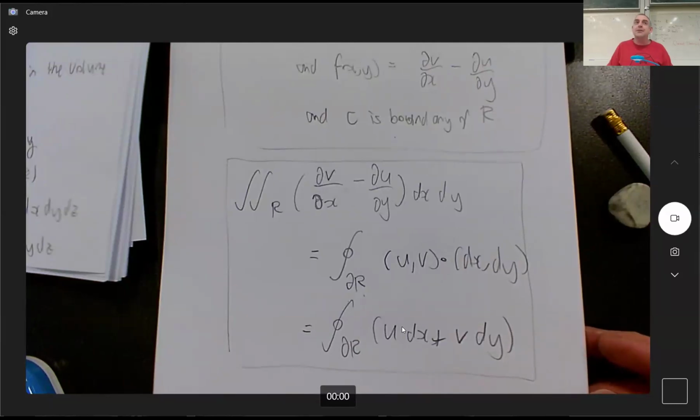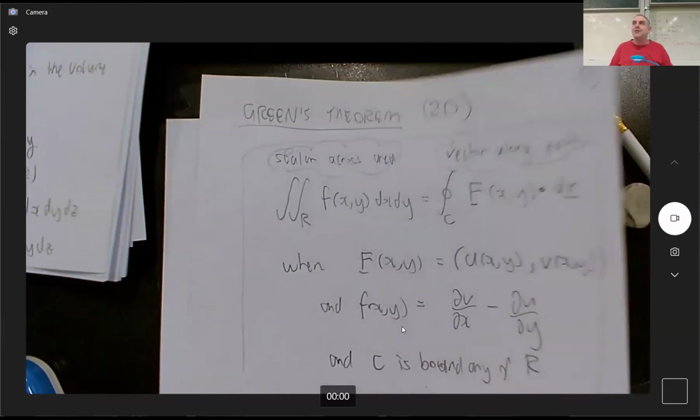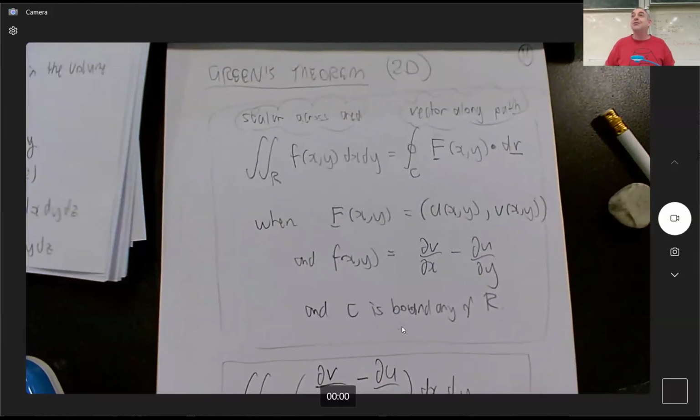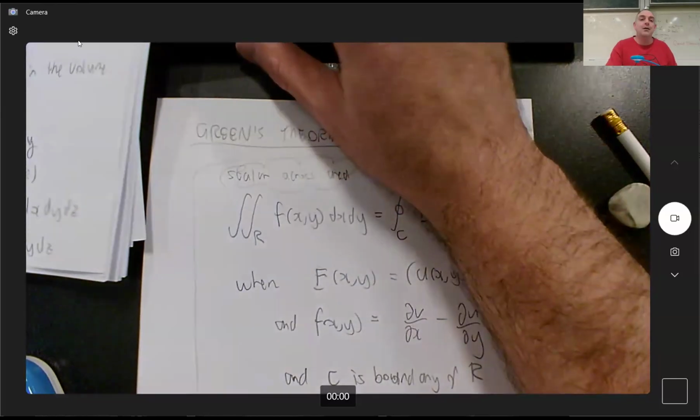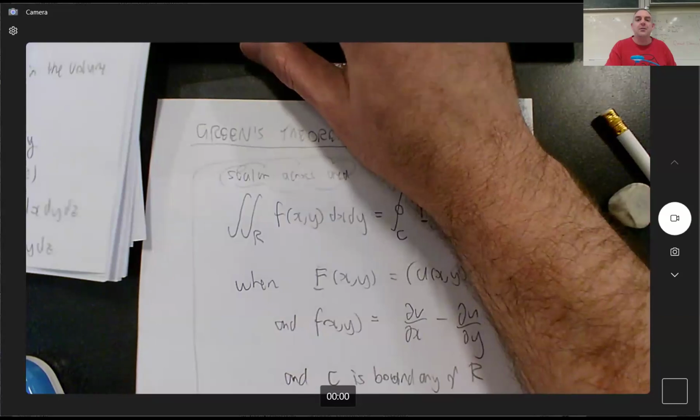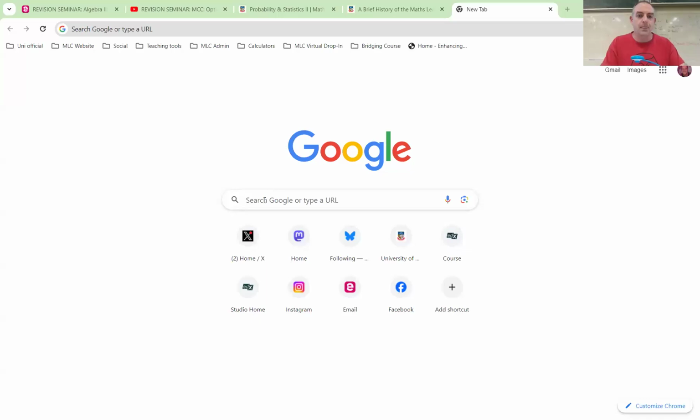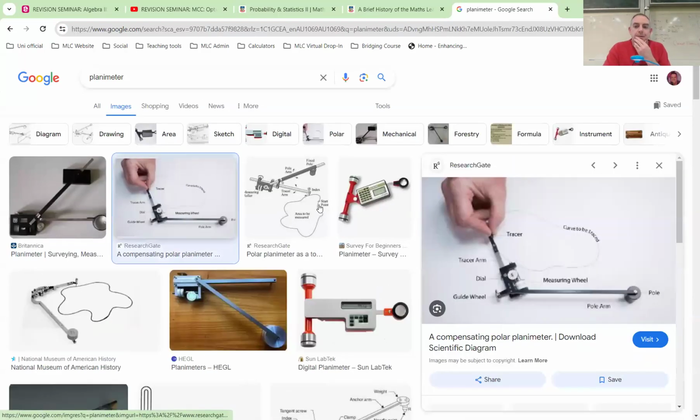Have you seen a planimeter? Did your lecturer mention planimeter? Well, they should have, and I'm glad they did. A planimeter is a device for measuring area by tracing around the boundary of a shape. There you go. It's a planimeter. And it's got a little device here that counts out the area as you trace around the edge of a curve. And it uses Green's theorem to do its job. Pretty cool.